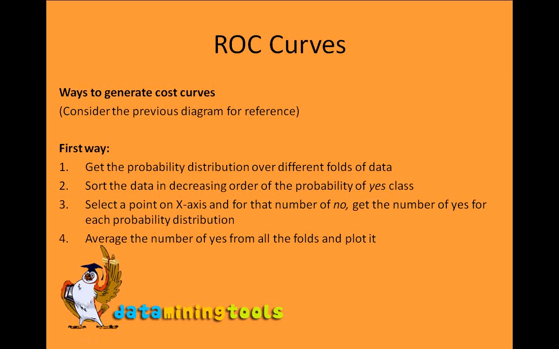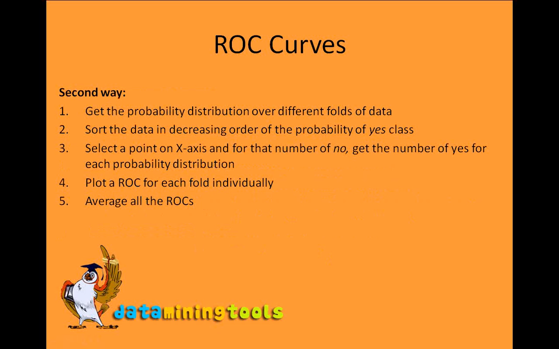Get the probability distribution over different folds of data. Sort the data in decreasing order of probability of yes classes. Select a point on the x-axis, and for that number of no's, get the number of yes for each probability distribution. Now average the number of yes from all the folds and plot it. So this is our first way of plotting ROC curves.